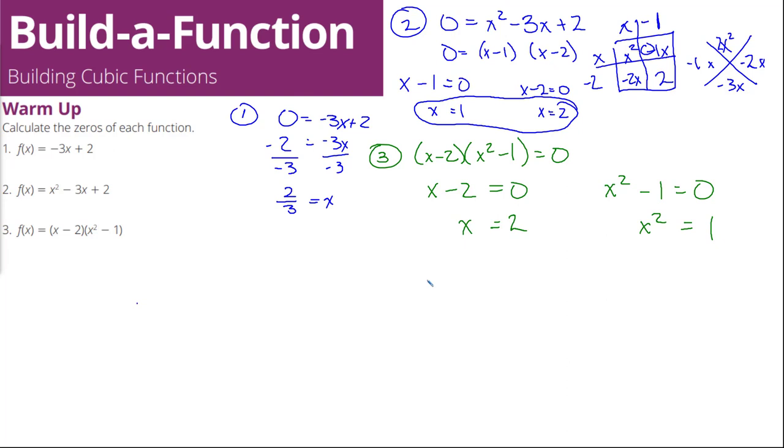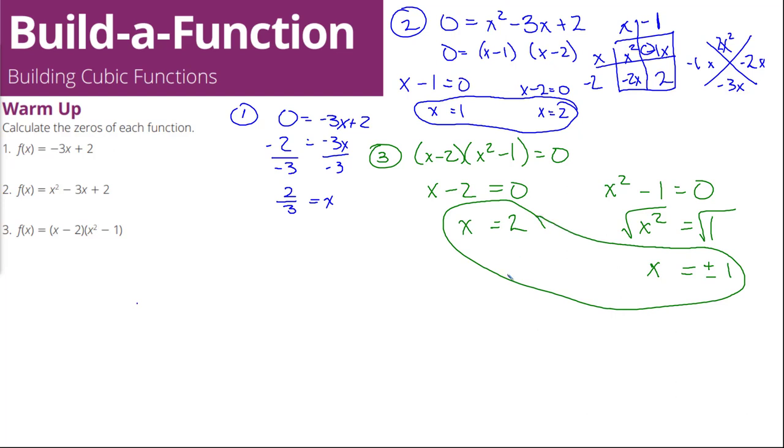So do I have it solved for x yet? No, you said? What do I need to do? How do I get rid of that squared? Square root. And remember, when you take a square root, a positive and negative goes in front of it. So these are my 3 solutions. So there's 3 different times that it's going to cross the x-axis.